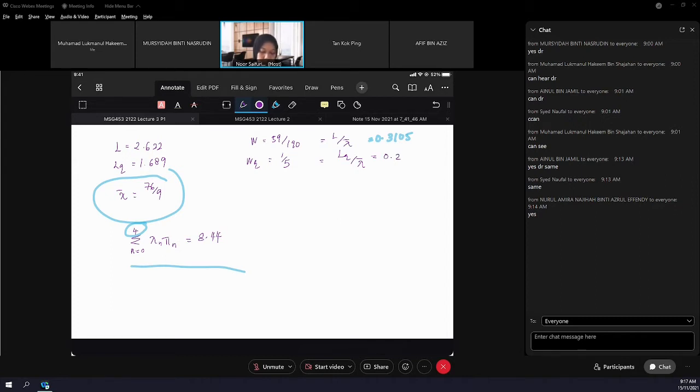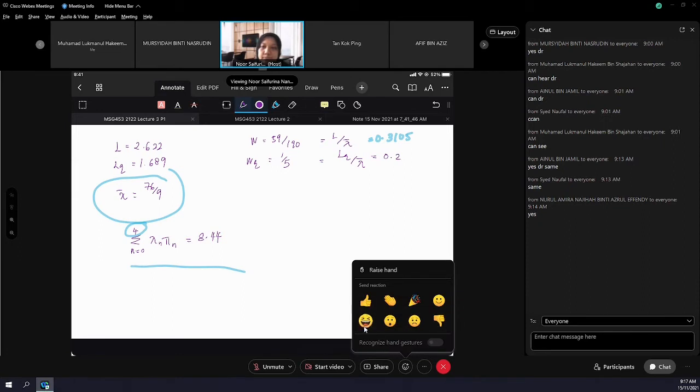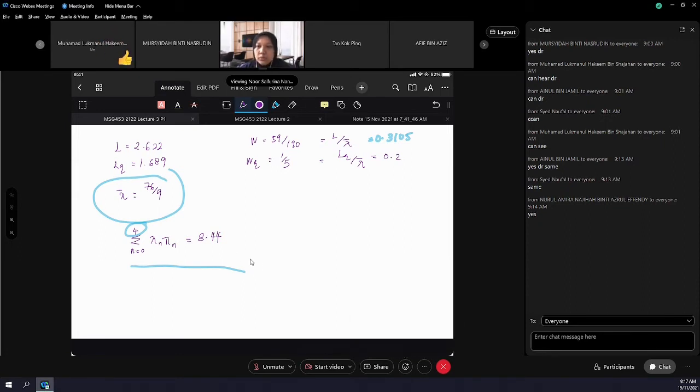So L, LQ, W, and WQ. Is everyone clear in example 3.1? Everyone okay before we move on to exercise 1? Good. So for exercise 1, question 1, I'm going to skip question 1. You can try and prove that yourself. So let us move on to question 2.